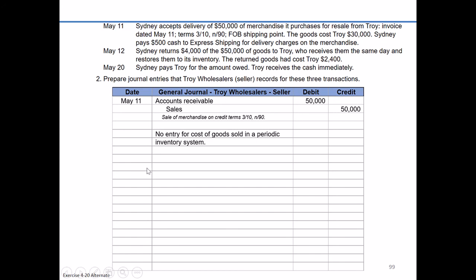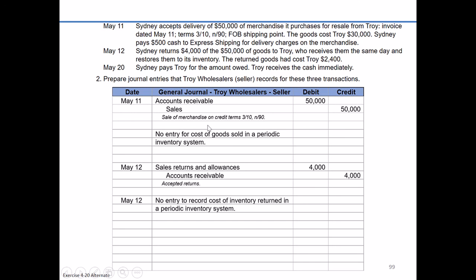So therefore on the 12th, when we have the return, we're somewhat similar to the perpetual system, going to debit sales returns and allowances, a contra revenue account, for the overall $4,000 sales value of goods returned. And we're still going to credit accounts receivable for $4,000, but we do not have that second entry that we did in the perpetual system.